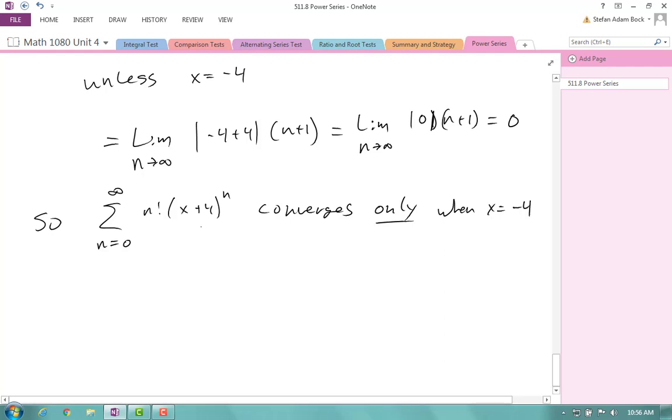So the bulk of 11.8 is simply asking for the intervals of convergence or radius of convergence of various power series. But what we're really interested in is 11.9, which is representations of functions as power series.